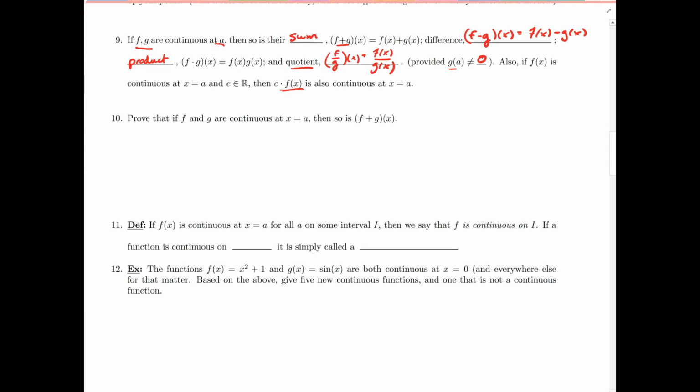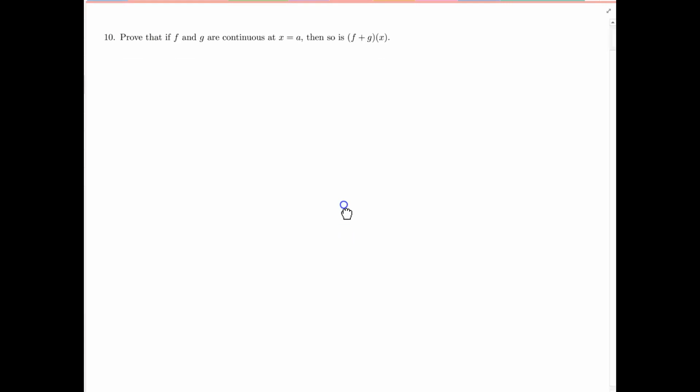Okay, so I want to go ahead and just give you one brief proof of this, and you'll have to do a couple more of these in class. Let's prove that if I know these two underlying functions are continuous at a, then so is their sum. Okay, so let's take a look at that. I'm going to just put it on another page here.